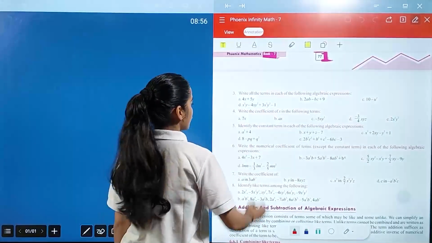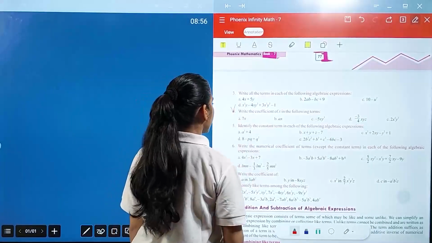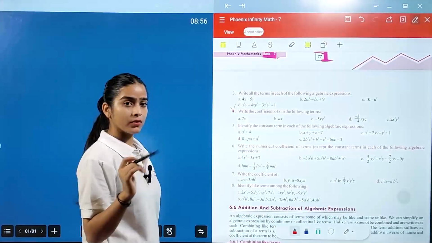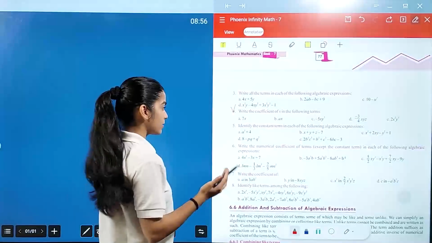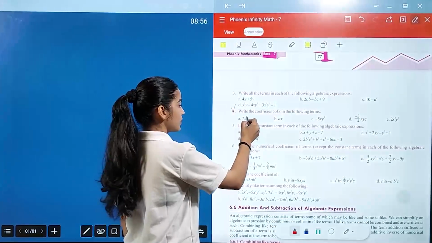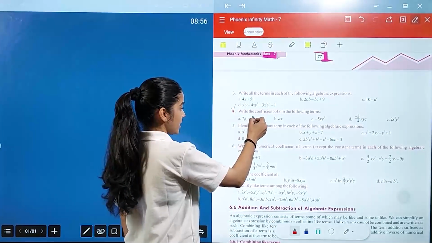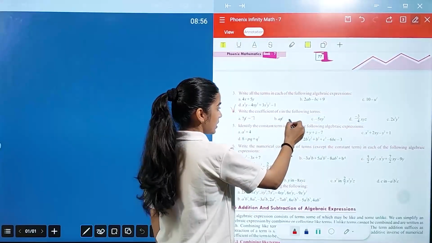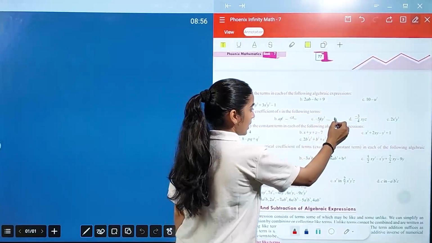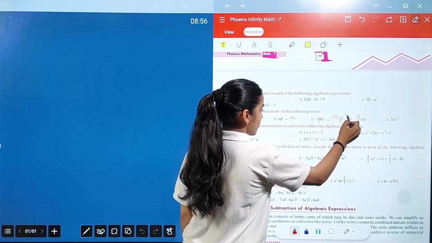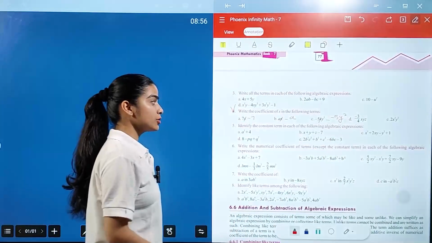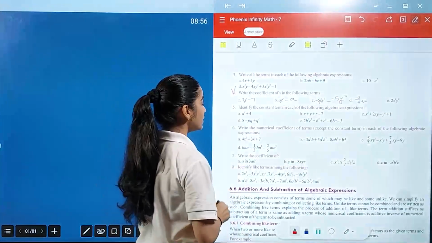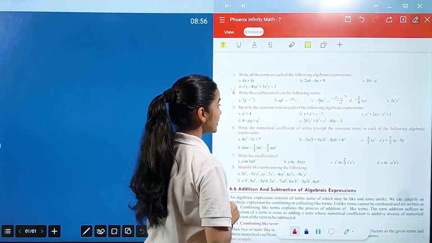So now we have question number 4. Write the coefficient of x in the following terms. As we understood in the above section, to take the coefficient of a given term, we just have to remove that variable. So if I cancel out x, in this I have only 7 as the coefficient of x. In this a, in this minus 5y square. So in the same way, you have to find the coefficient in the rest of the two parts you have in question number 4.